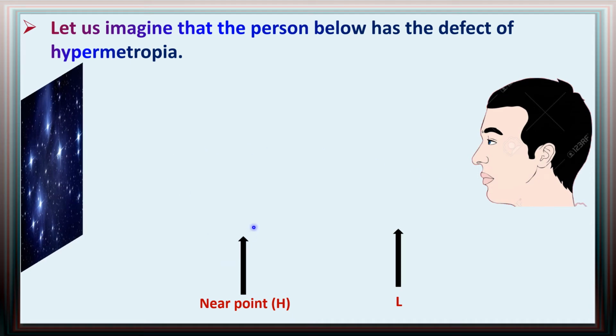So he can see from here up to infinity. That means he can see even stars clearly. See here, he sees even stars clearly. So from L to H, he cannot see. From H to infinity, he can see. That's all.